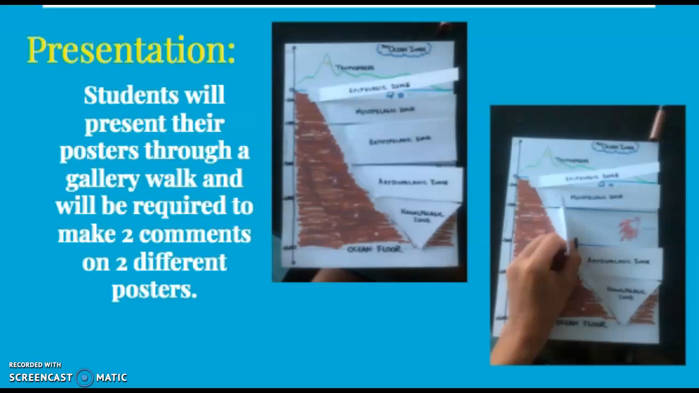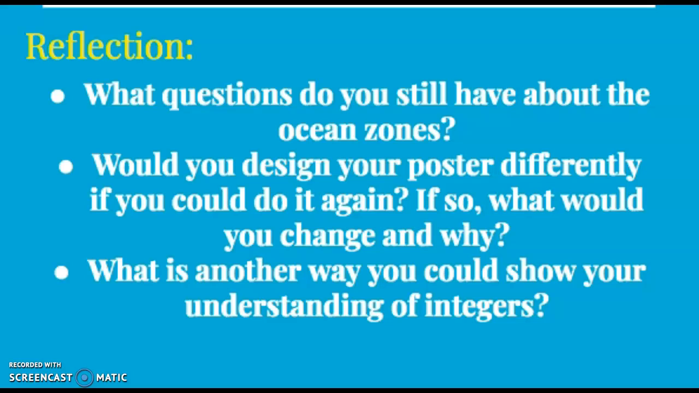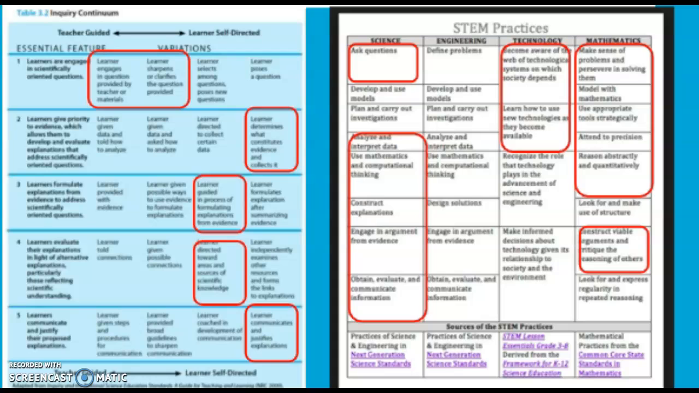I will require students to provide 2 comments to at least 2 different people. This would definitely have to be modeled a little bit for the comments so that they understand how to critique someone else's work in a positive way. Once we do the gallery walk, then I'll ask them reflection questions to get their feedback on the activity, and here are a few questions that I would ask them.